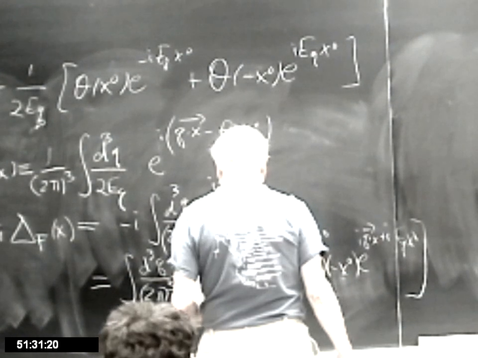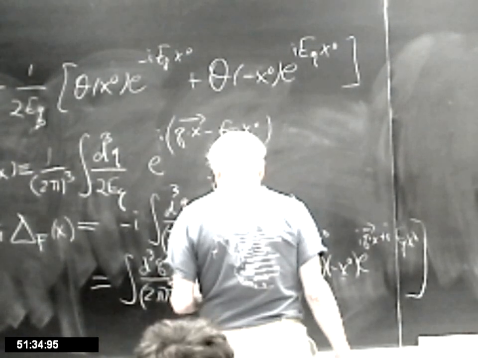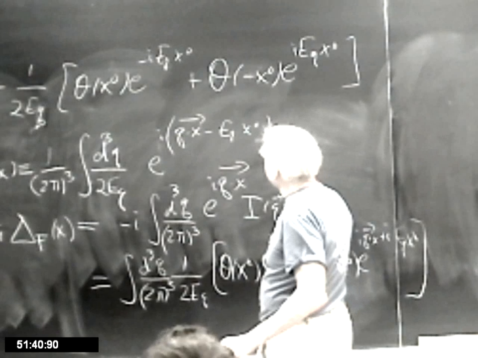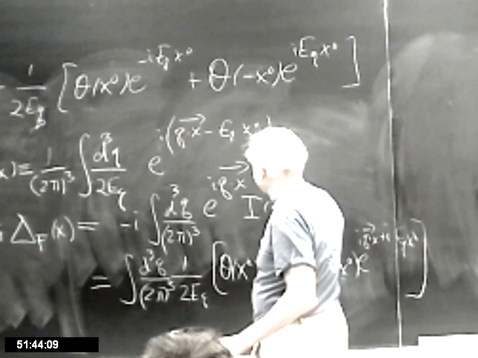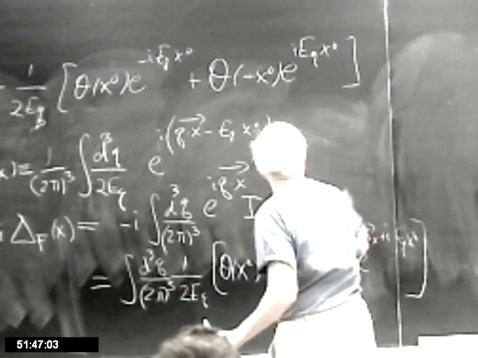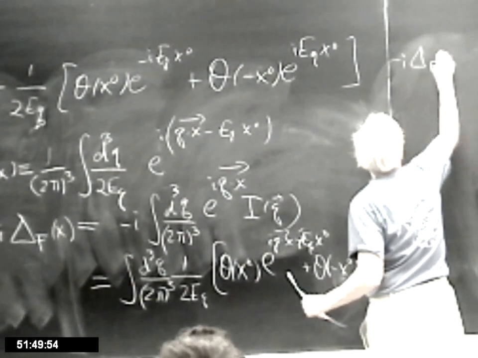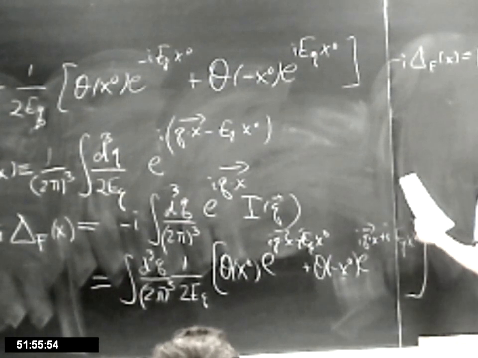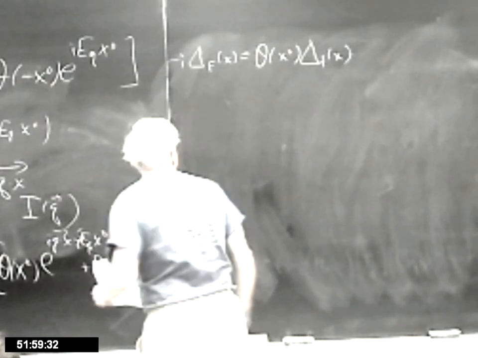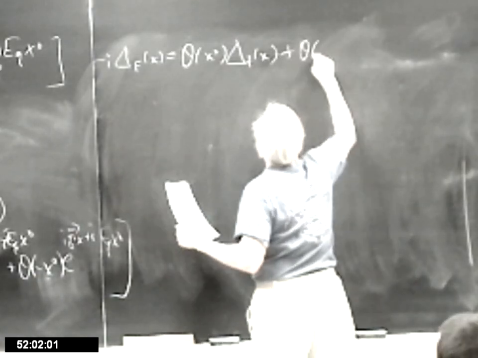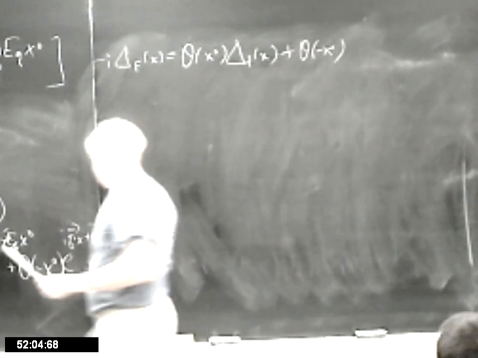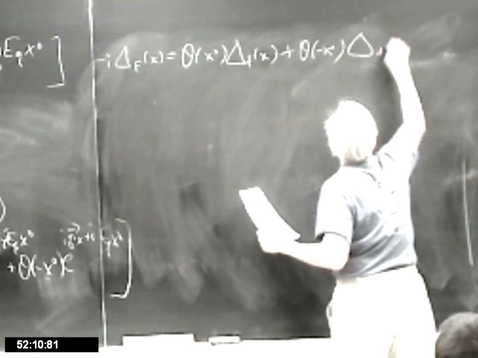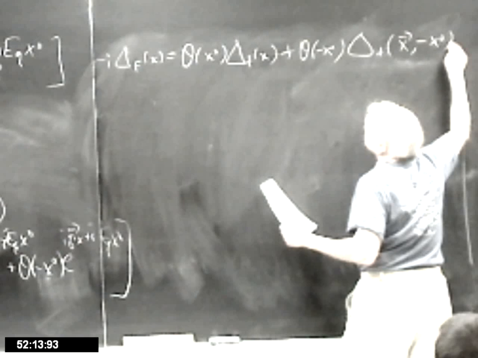So, what is this? Well, the first term is just, in fact, theta x0 delta plus. In other words, minus I delta f of x is theta of x0 delta plus of x. And now the second term is, of course, theta of minus x0. And now watch this. Well, this is delta plus, but kind of a funny delta plus. It's delta plus of x vector minus x0.